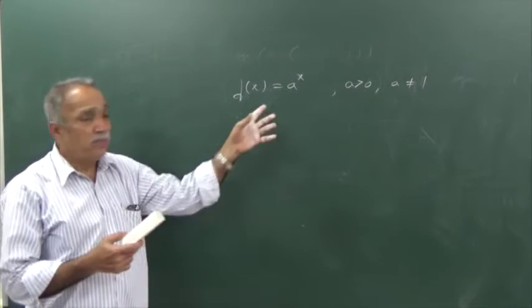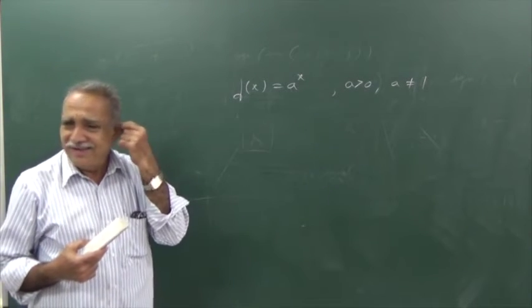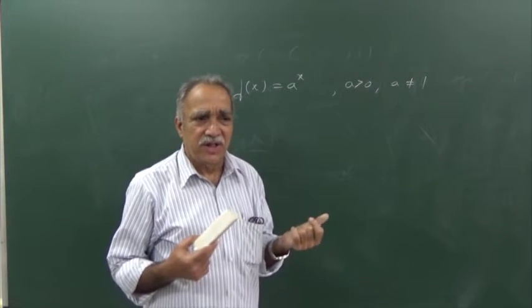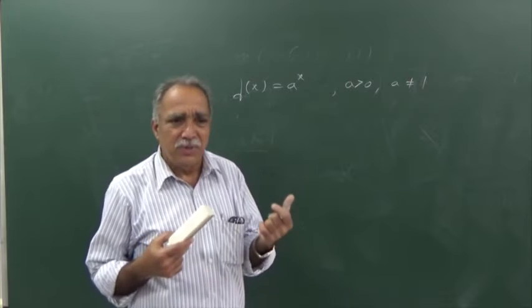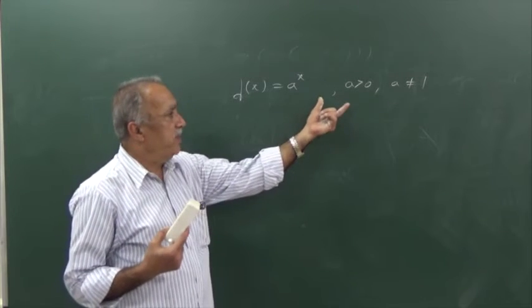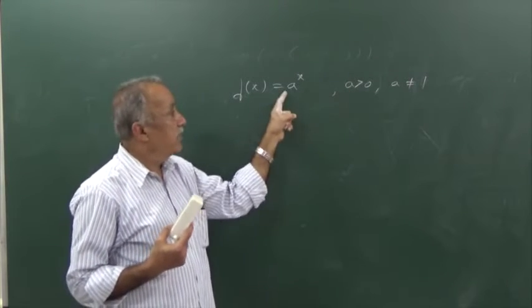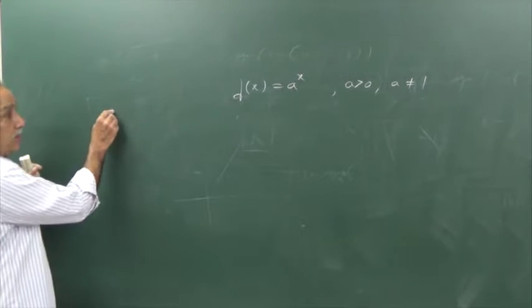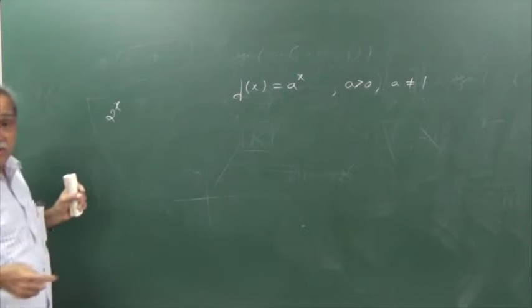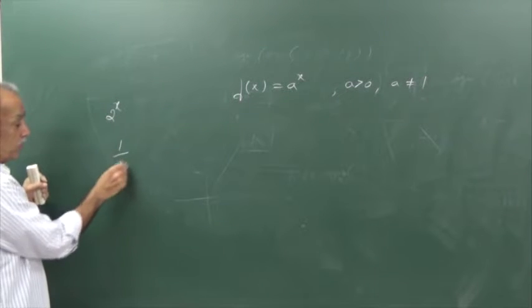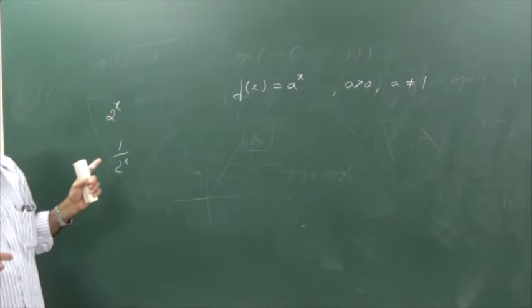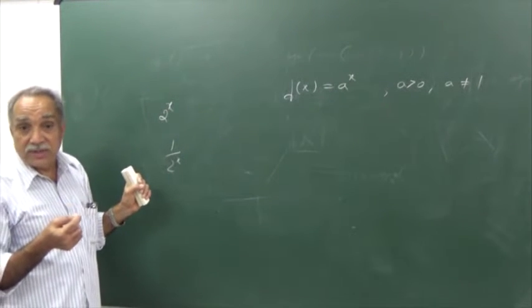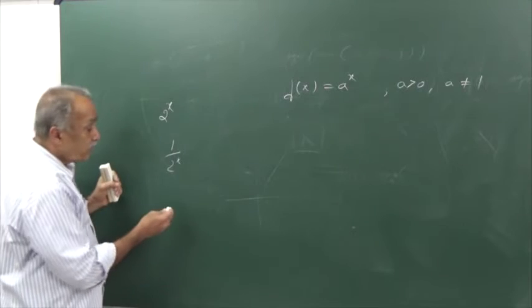If a is 1, what is 1 to the power x? Okay. Let me have a non-trivial function. Let me not have a constant function. I want a meaningful example to be taken up. Let a be greater than 0 and not equal to 1. I am considering a to the power x. For example, 2 to the power x comes under this category. 1 by 2 to the power x comes under this category as half to the power x. Not 2 to the power minus x, I am saying half to the power x.